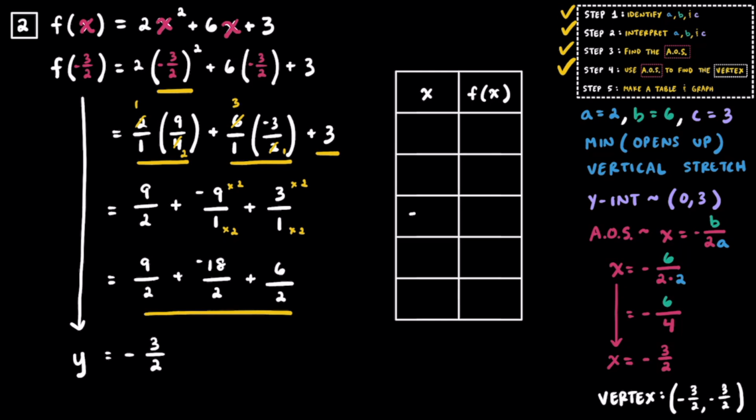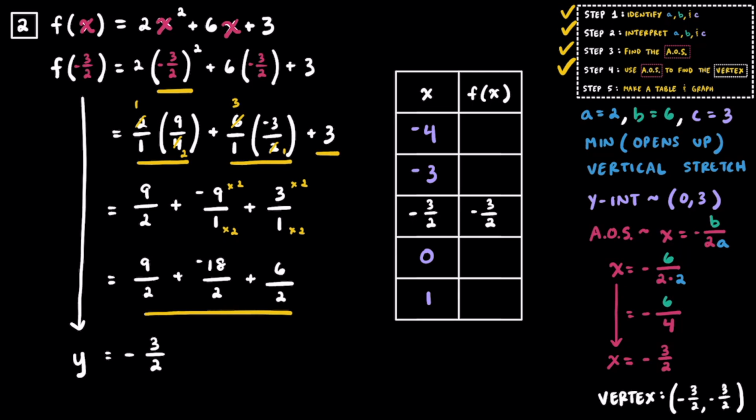Just like earlier, let's put our AOS and vertex in the center of this table. And let's pick some nice easy values on both sides of this x value of negative 3 halves. So if we increase by 1.5, we'll end up at 0. And if we decrease by 1.5, we'll end up at negative 3. And if we increase by 1 more above 0, that's 1. And we can decrease 1 less than negative 3 to make negative 4.